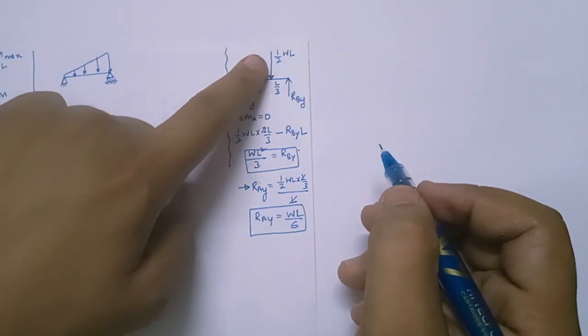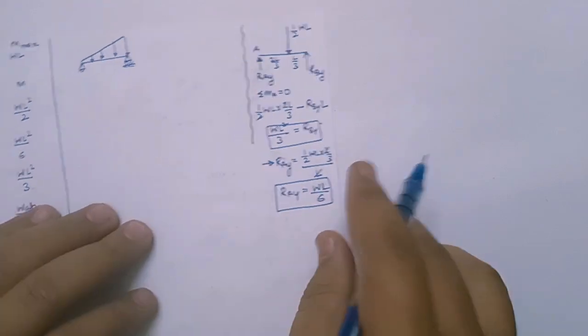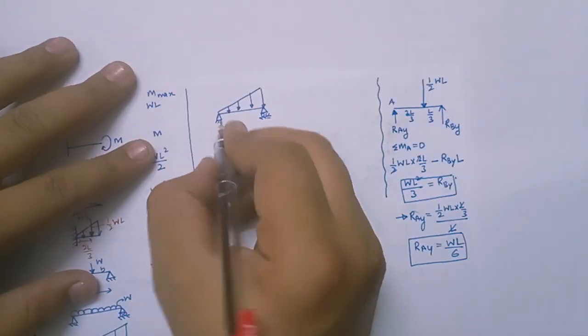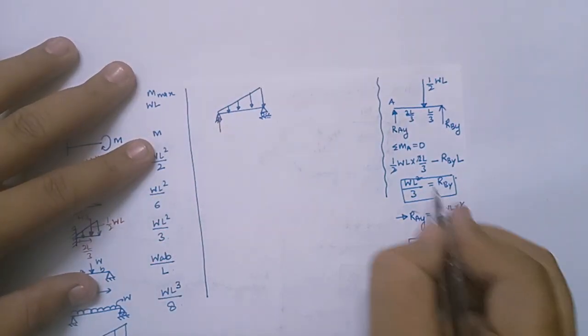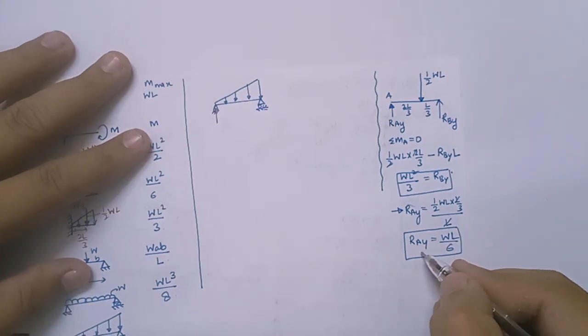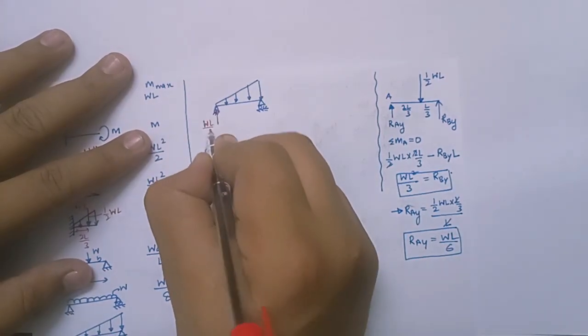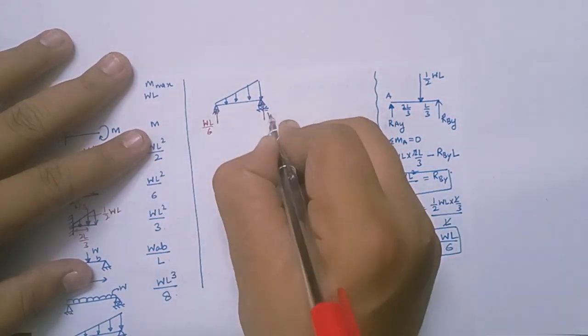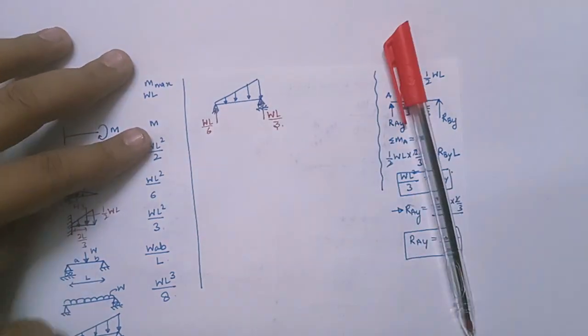So here also what do I have? WL by 2, half WL by 2. So it is the same only, right? The reactions we have calculated, just write them here. This reaction at A, which I got as WL by 6, and this is WL by 3. Now I want to write the moment equation.